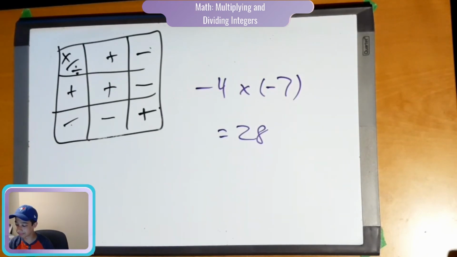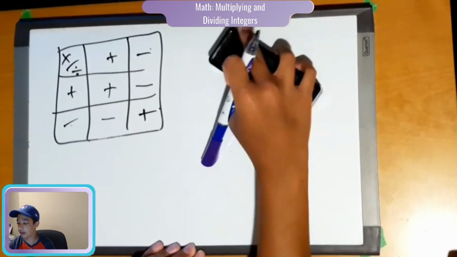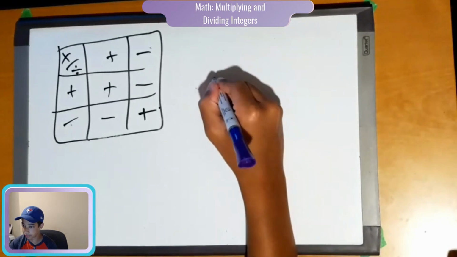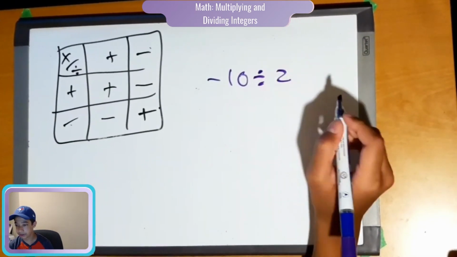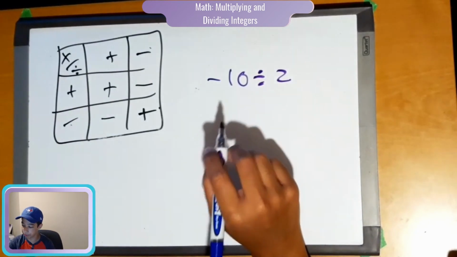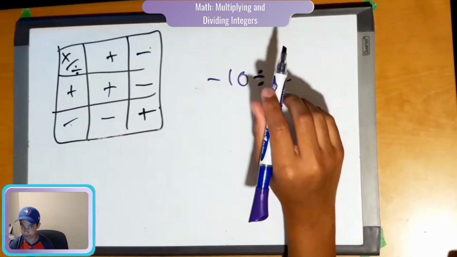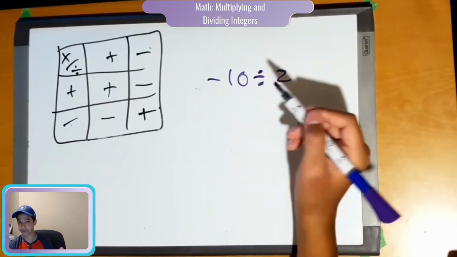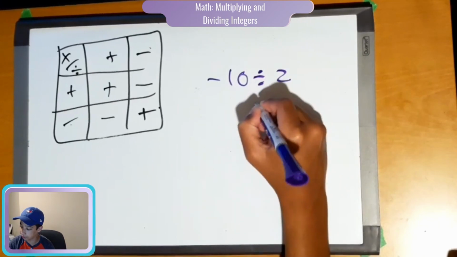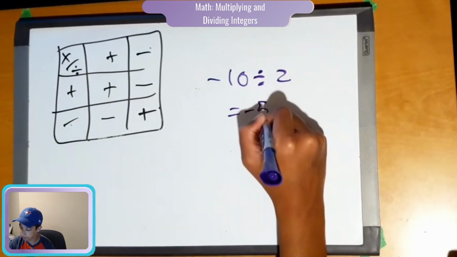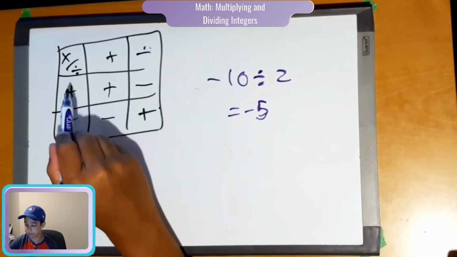Also, let's try another one. My other example is a division one. I have negative 10 divided by 2. Now, we have one negative number, and this one's positive. And 10 divided by 2 is 5, because 5 is half of 10. So, we're going to end up with negative 5, because negative and positive equals negative. Okay?